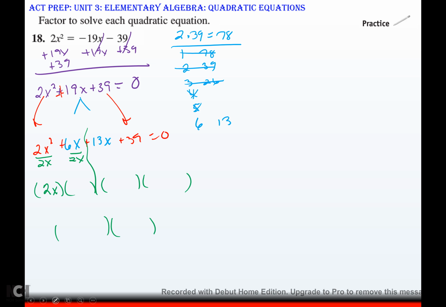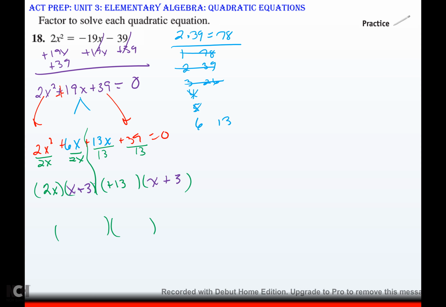2x squared divided by 2x would leave plain old x. Positive 6x divided by positive 2x would leave positive 3. The x is clear. The other side, 13. 13 goes into both of them, and I'm going to take a positive. To get what's left, you divide by 13, and I get 13x divided by 13 is x. 39 divided by 13 is positive 3.